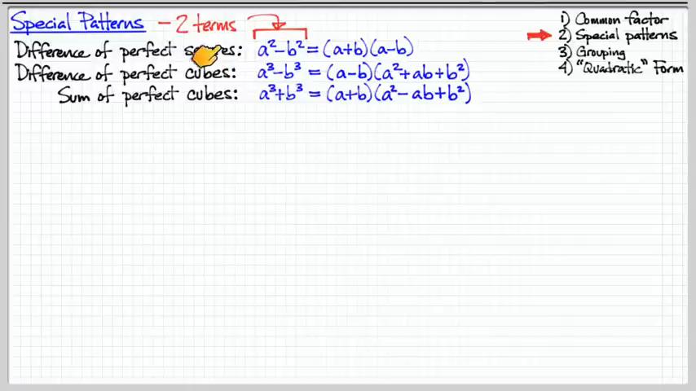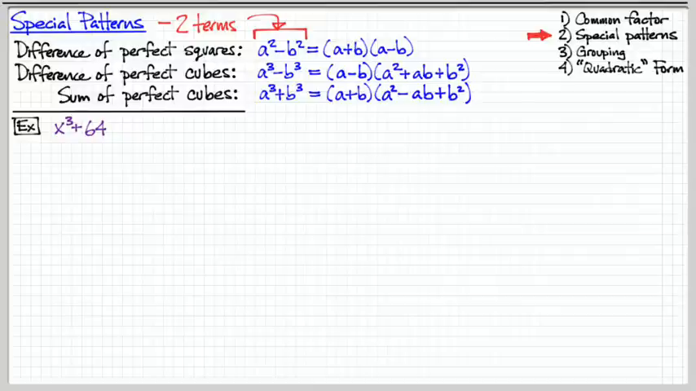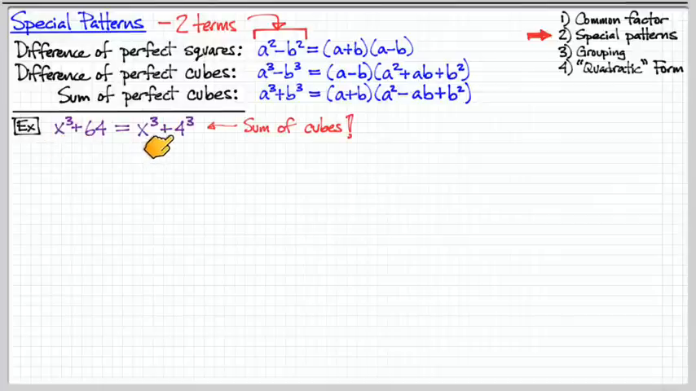Notice that with the special patterns we're looking at, there are just 3 types, and they each have just 2 terms. So let's look at this one, x to the third plus 64. When we see x to the third, we think, oh, that's a perfect cube. So is 64 a perfect cube? As we think about it, we realize it's equal to 4 to the third power. It's the sum of perfect cubes, so we can apply this pattern right up here.